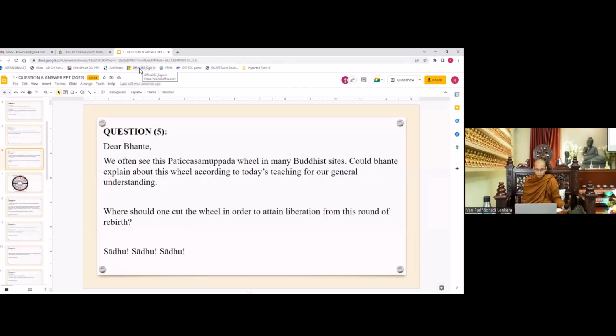So the next question, dear Bhante, we often see this Paticca Samuppada wheel in many Buddhist sites. Could Bhante explain about this view according to today's teaching for our general understanding? Where should one cut the wheel in order to attain liberation from this round of rebirth?